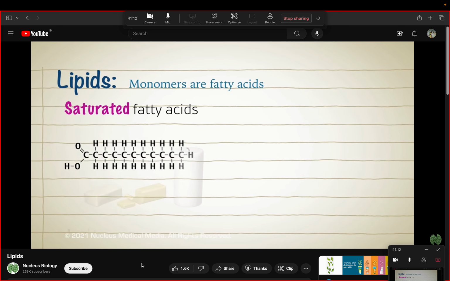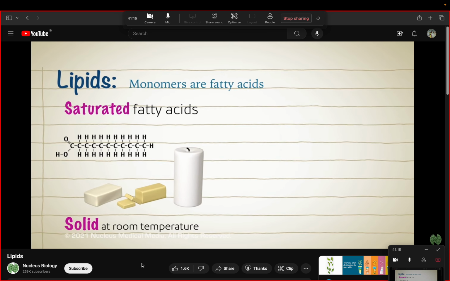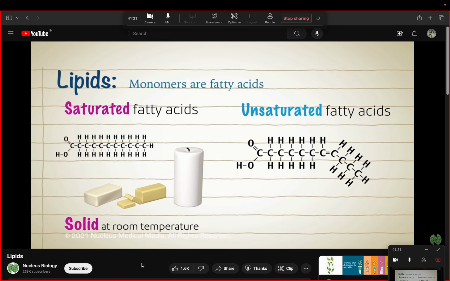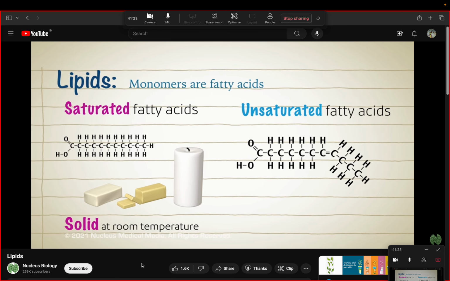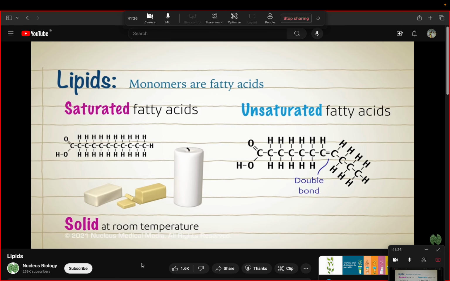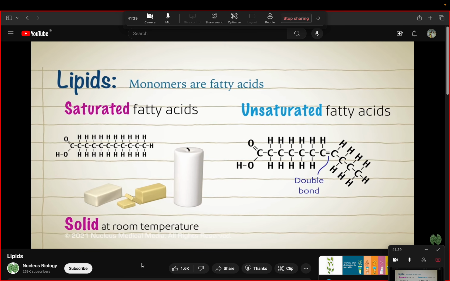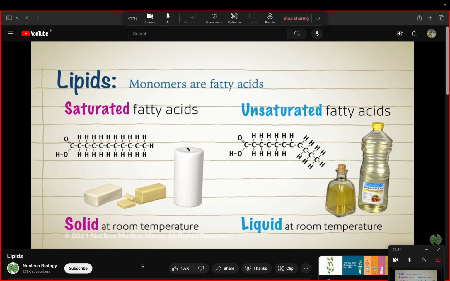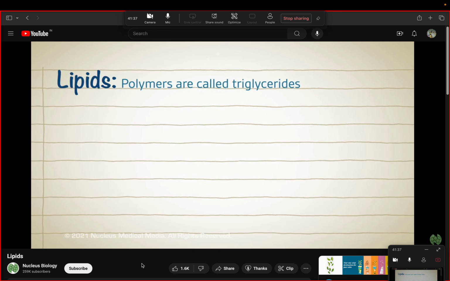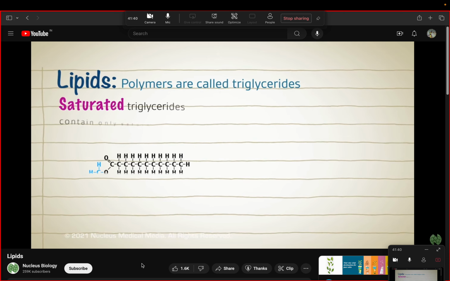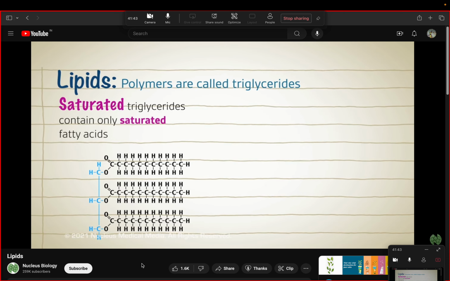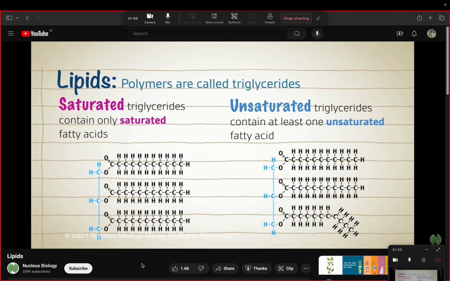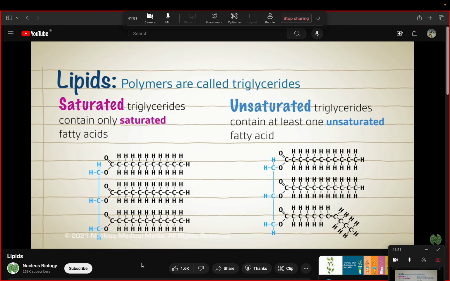As a result, saturated fats are solid at room temperature. In contrast, unsaturated fatty acids have gaps in their hydrogen saturation because their carbon atoms form one or more double bonds. As a result, unsaturated fats are liquid at room temperature. Lipid polymers are called triglycerides. Saturated triglycerides contain only saturated fatty acids. Triglycerides are called unsaturated if they contain any unsaturated fatty acids.